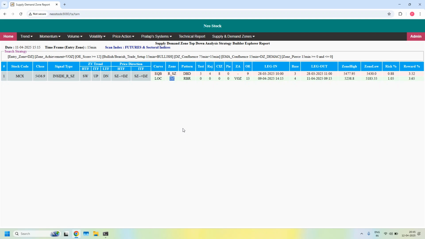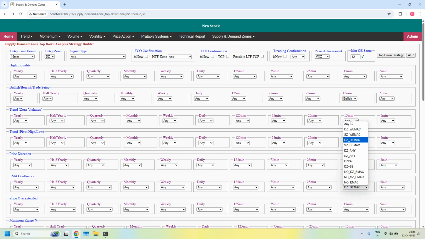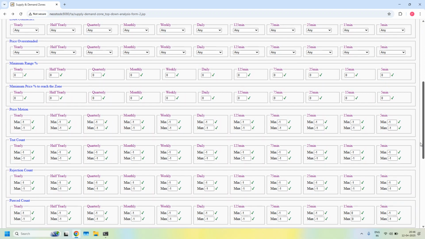This is based on LTF and ITF demand zone confluence and also ITF EMA confluence. That is 15 minutes and 75 minutes demand zone confluence and 75 minutes demand zone with daily EMA confluence. That is the strategy. Next strategy is LTF, ITF, HTF demand zone confluence. After that, HTF EMA confluence. So I am removing this EMA filter specific to ITF. Now we should focus on HTF.